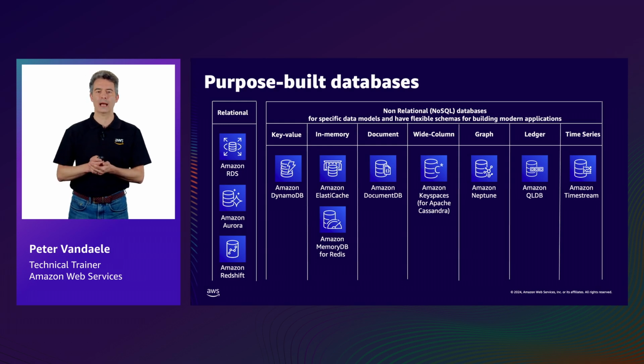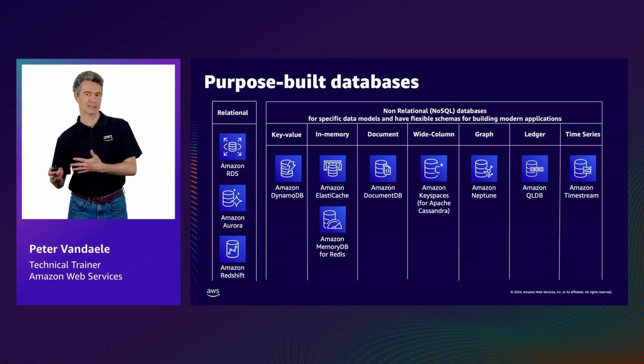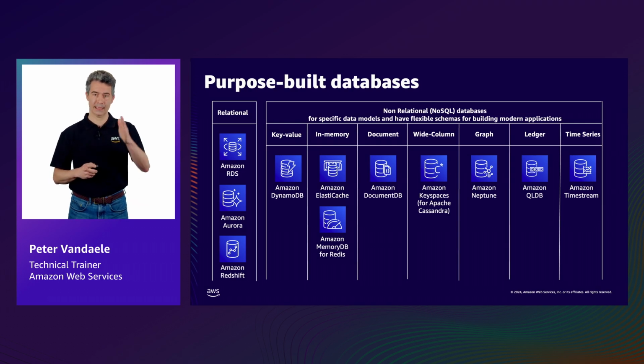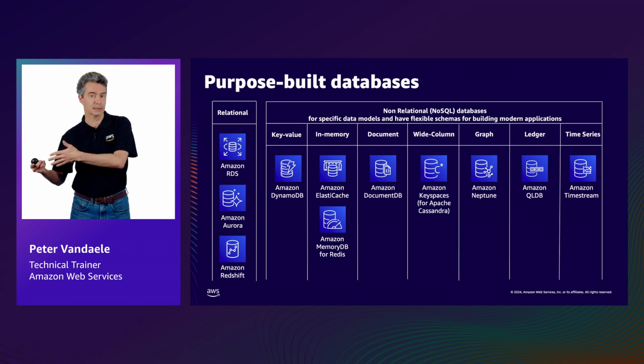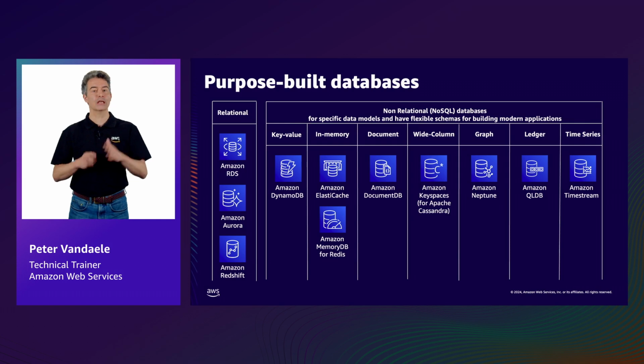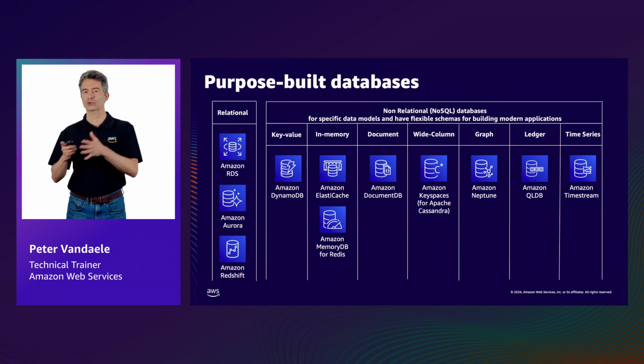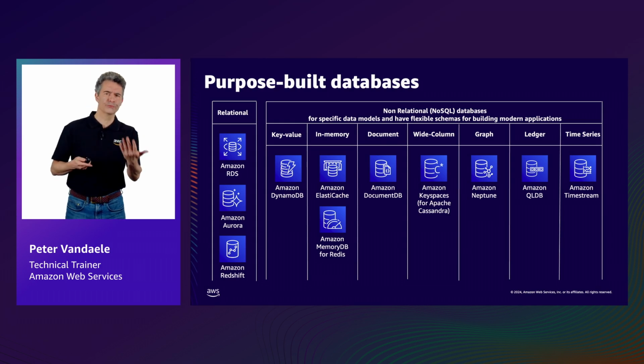In-memory databases are used for applications that require real-time access to data. They are used for caching, session management, gaming leaderboards, and geospatial applications. We offer two services: Elasticache, which is used as a cache in conjunction with another base database, and MemoryDB, which is a fully standalone in-memory database service. Document databases are designed to store semi-structured data as JSON-like documents. They are used for content management, catalogs, and user profiles.